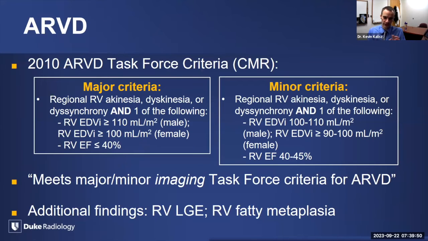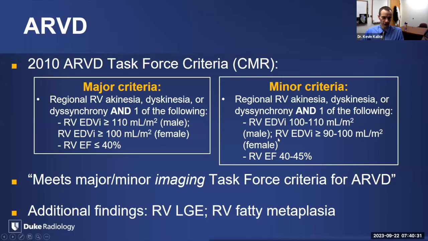So I mentioned this task force criteria. Whenever the question is ARVD, basically you need to do something to fulfill or assess for these task force criteria. Personally, I don't have these memorized. It's just a lot of numbers to memorize. But there are major and minor criteria, and the quantitative criteria are somewhat different, males versus females. But the things to highlight here, at a minimum, you need to have evidence of right ventricular akinesia, dyskinesia, or dyssynchrony. And then one of the following criteria, either volume criteria or EF criteria. And again, the major criteria are a little bit more restrictive compared to the minor criteria.